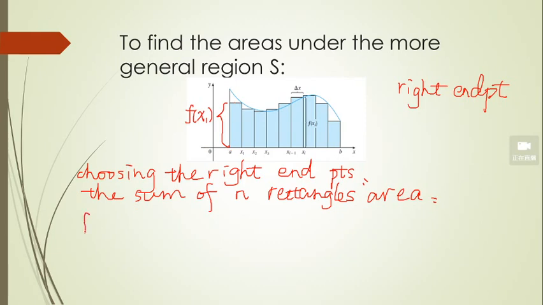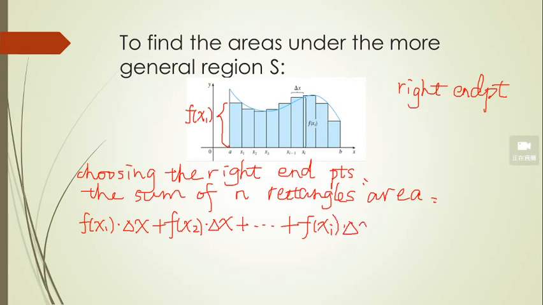The first rectangle will be f(x1), which is the height, times delta x, the width. Height times the width. And then what is the area of the second rectangle? Of course, the height for the second rectangle is f(x2) times the width. And how about the i-th one, choosing the right endpoint? We have already analyzed this part. It will be f(xi) times delta x again. All the widths are the same.